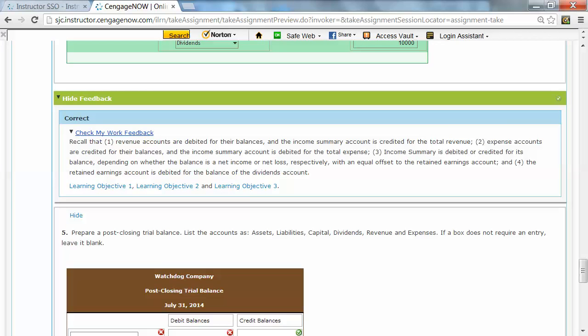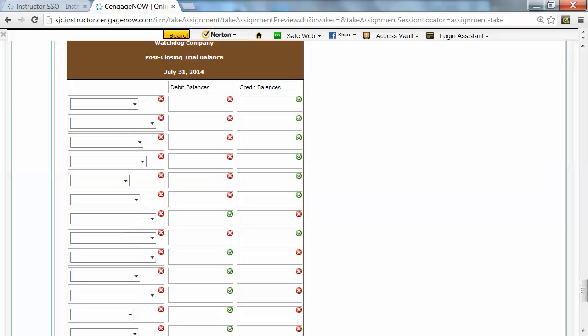Finally, in this last portion of this problem, it's asking us to prepare a post-closing trial balance. List all the accounts, the assets, liabilities, cash, dividends, revenue, expenses. If the box does not require an entry, leave it blank. The closing entry has taken all the revenue accounts and the expense accounts and dividends and made those zero. So none of those will be entered. So what we would do, we're going to enter our cash.